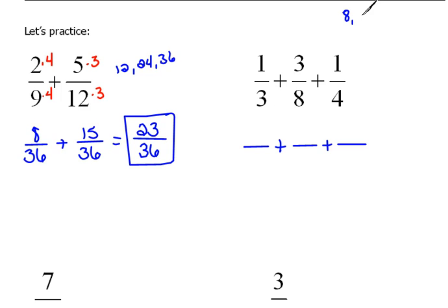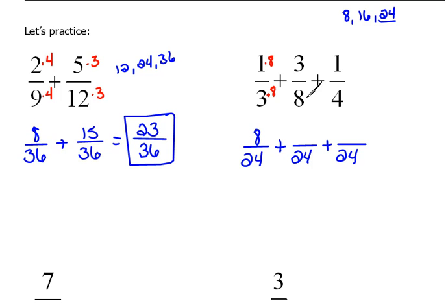So 8 times 1 is 8, 8 times 2 is 16, 8 times 3 is 24. 24 is divisible by each one of those. So that tells me that 24 is my common denominator. Now we create the equivalent fractions. 3 times 8 will give us 24. So we have to multiply the top by the same thing. 1 times 8 is 8.